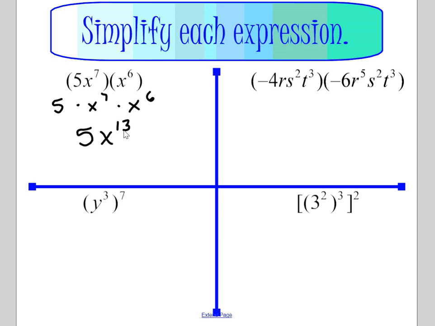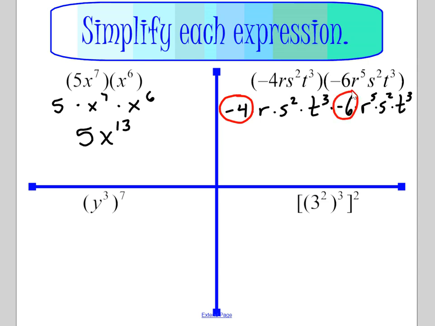Our next one, let's go ahead and break that down. So I have negative 4 times r times s squared times t cubed times negative 6 times r to the 5th times s squared times t to the third. So I have negative 4 times negative 6 is my first thing. Just for help, I'm going to circle these in different colors so you can see what I'm doing. So negative 4 times negative 6 is going to be 24.